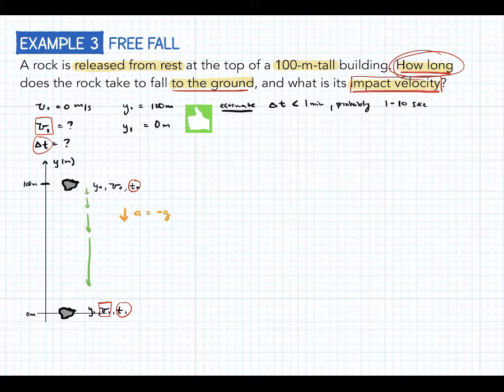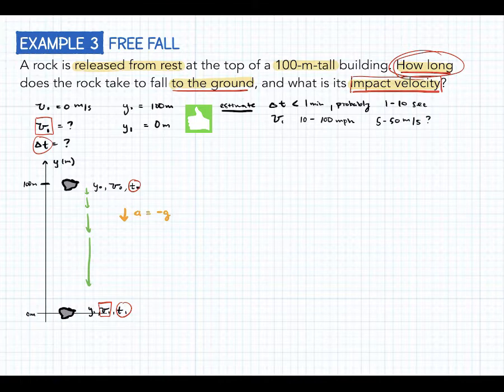And then for our impact velocity, that's probably going to be going pretty fast, like the speed of a car maybe. So something like 10 to 100 miles per hour, which would be something like 5 to 50 meters per second.